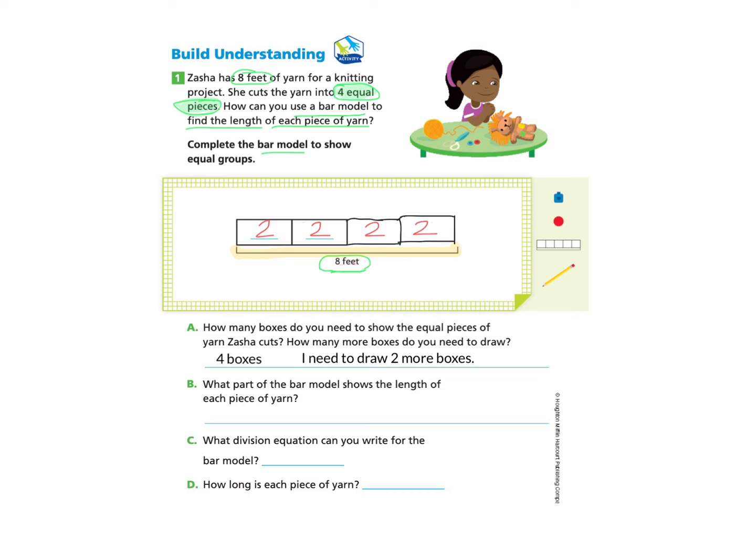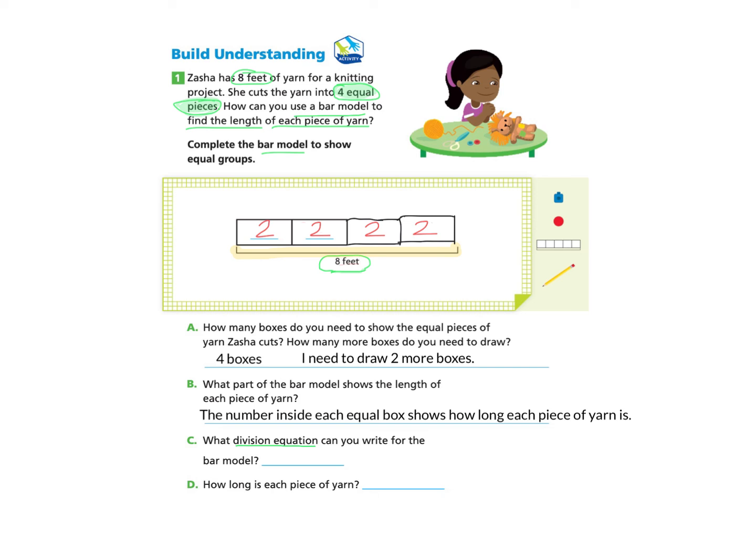Let's take a look at question B. What part of the bar model shows the length of each piece of yarn? I can answer that the number inside each equal box shows how long each piece of yarn is, and that would be 2 feet. The next part, Part C, asks what division equation can you write for the bar model? You may pause this video and try this on your own and come back, or just follow along with me.